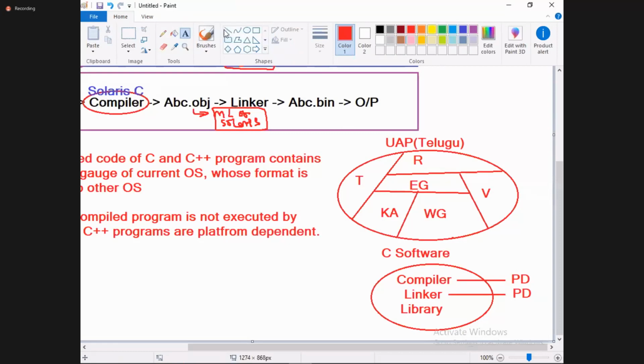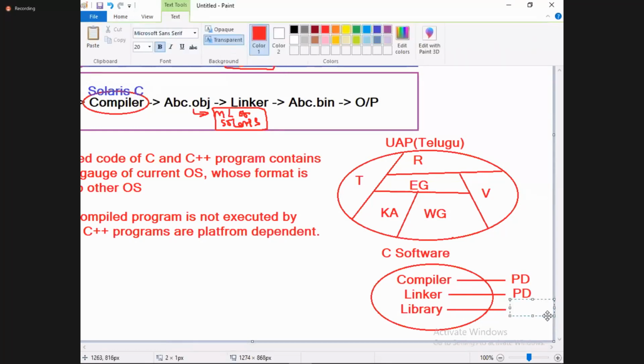What is the meaning of library? Library is nothing but programs. Predefined programs are generally called library. Library means programs, C programs. C compiled programs are already platform dependent, right? They are also platform dependent.